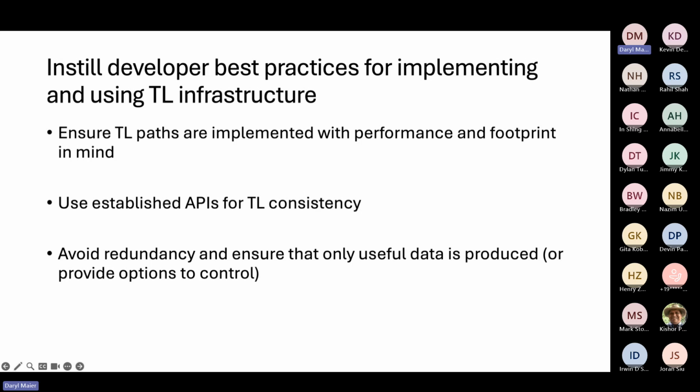And avoiding redundancy is another important best practice that we want to get in place here. So don't just output something for the sake of outputting something. Make sure that it's actually useful data and it's as small and concise as it can possibly be, so that when it does eventually get into a log file, we're not incurring too much overhead in producing that. And if you have to produce a lot of data, which there are good reasons for, make sure that there are options in place to control that.